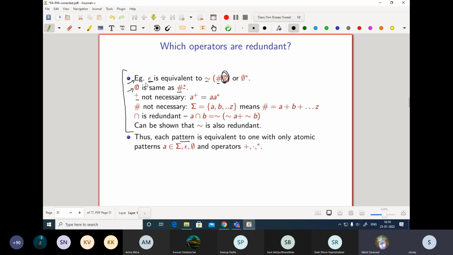Similarly, plus you can remove along with epsilon, hash and at. Epsilon, at and plus can be removed together. After you replace epsilon, you replace at, and parallelly you can replace this plus symbol. Similarly, hash can be replaced after this. So these things you can replace one after the other.